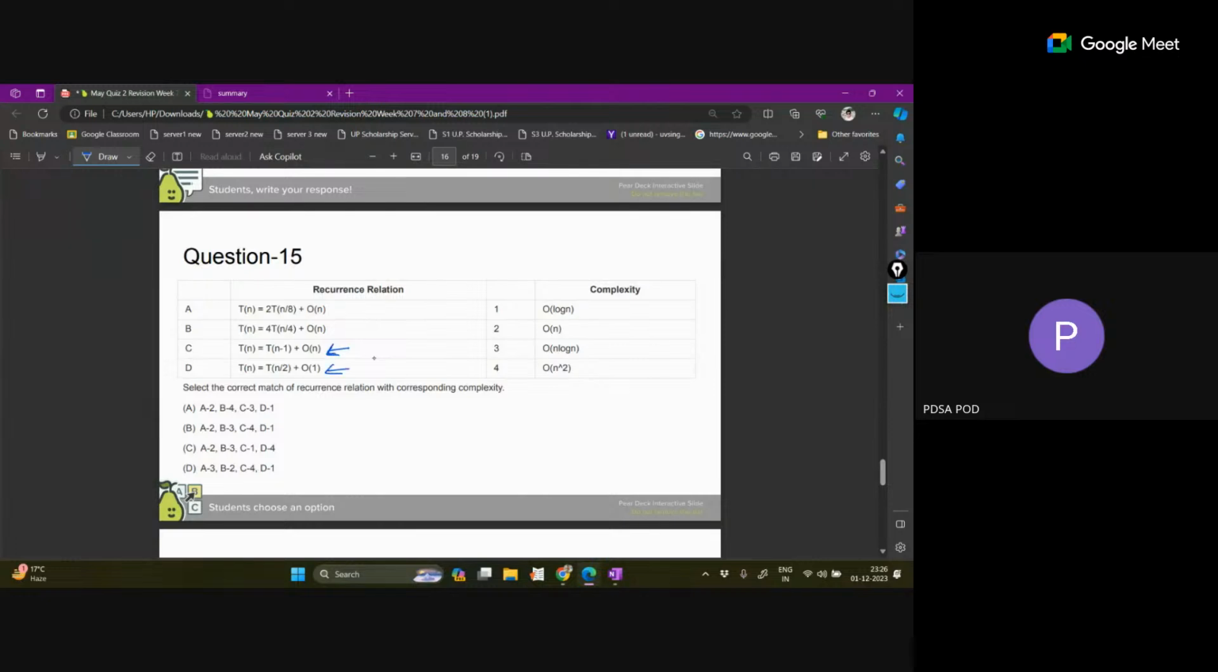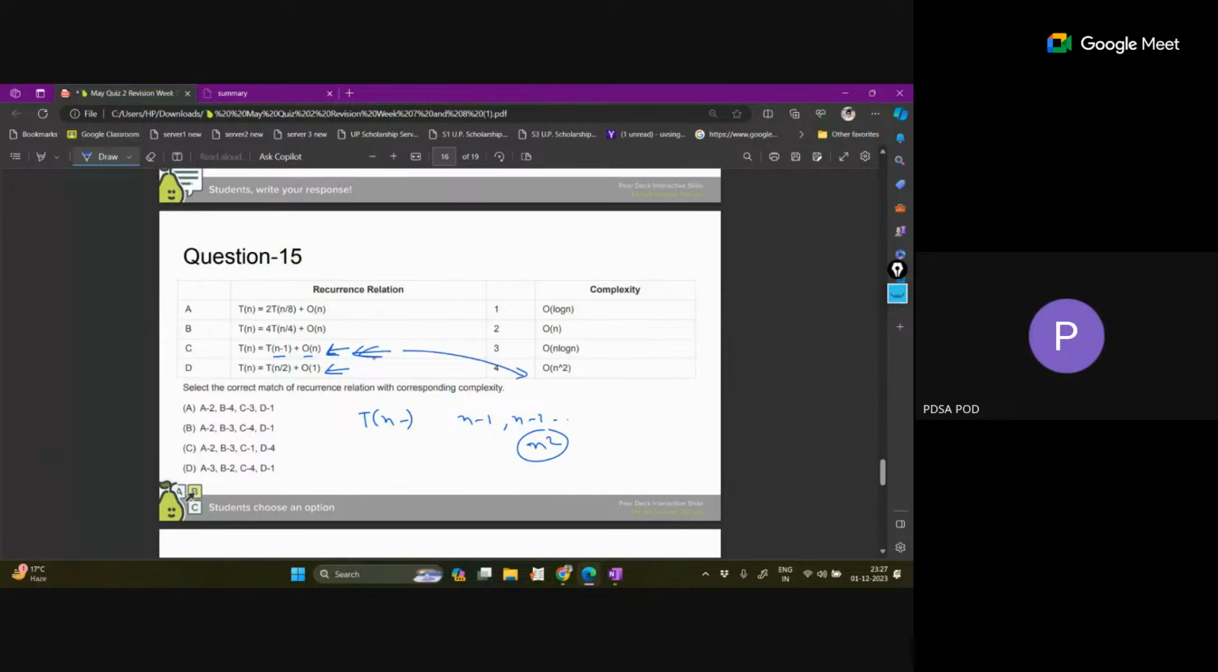This is for binary search. We have already discussed. Okay, this is simple. T(n) = T(n-1) every time. So this is a sequence of n minus 1, then n minus 2, n minus 3. So this will become n square. So this will generate n square complexity.